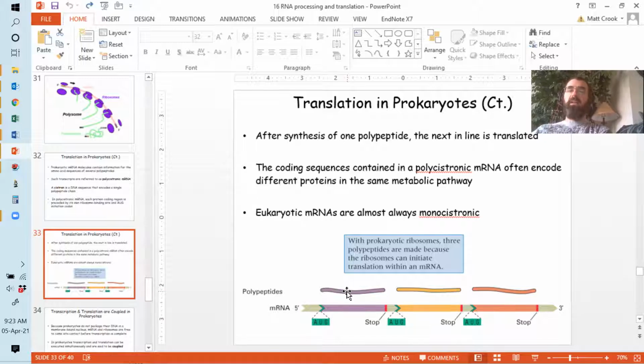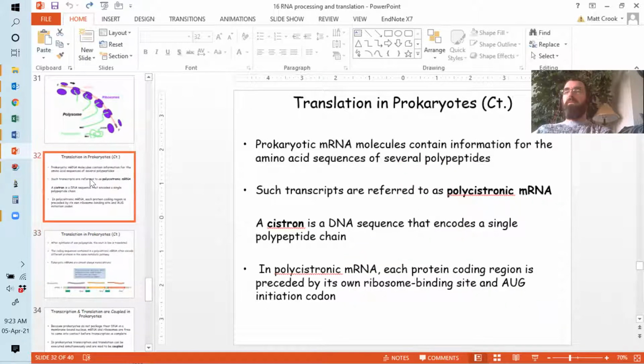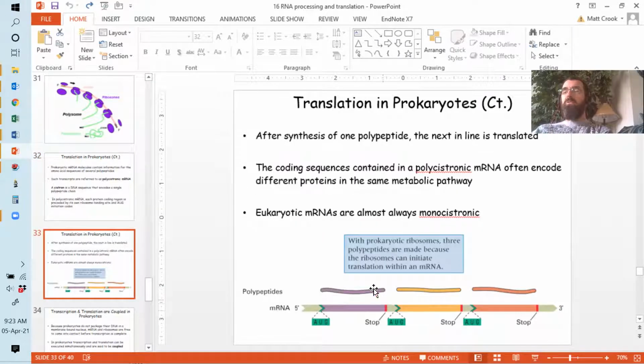In prokaryotes, what we now have is one gene equals one mRNA equals multiple proteins. And this is called a cistron, right? And these transcripts are polycistronic. So essentially that means that you can produce lots of different proteins from one single mRNA. Now, these individual proteins have their own start and stop codons. It's not produced as one giant protein that's then sliced and diced.